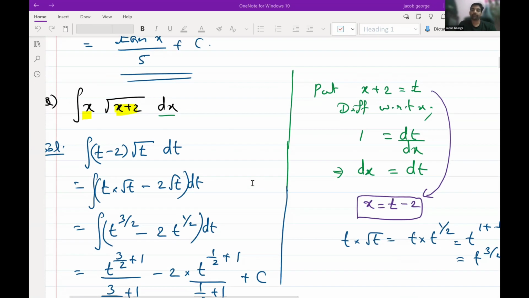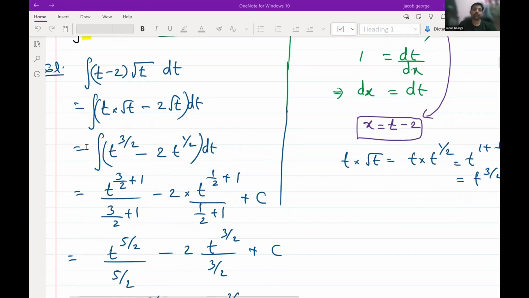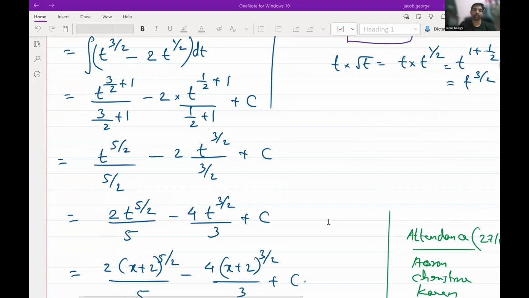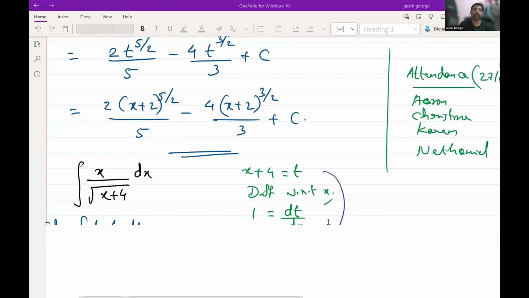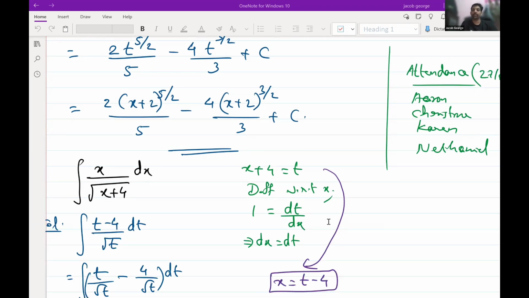Is it clear? Could you explain the third step, sir? After the third step, t into root t. I have written that in the rough space: t into t raised to half. So t raised to 1 plus half, a raised to m plus n form. Then integrated as x raised to n form, x raised to n plus 1 by n plus 1. Even x by x plus 4 is also the same way. Put x plus 4 equal to t, and the same way.